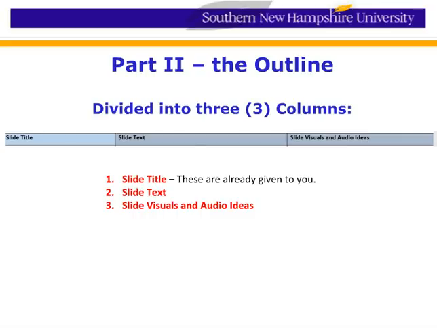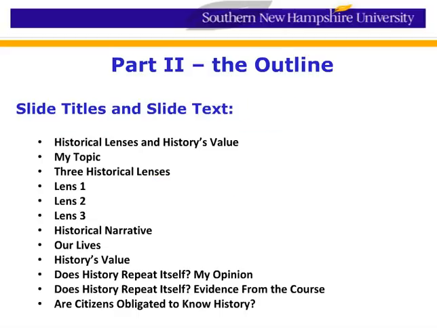The outline is divided in 3 columns. Slide title, and these are already given to you. Slide text, and then slide visuals and audio ideas. Let's talk about the slide titles and the slide text. Now remember, you want to provide an example related to your study of the atomic bomb in each slide. Ultimately, you are explaining how studying the dropping of the atomic bomb in 1945 can help someone understand the importance of studying history.